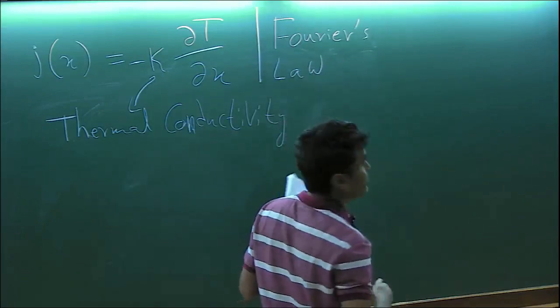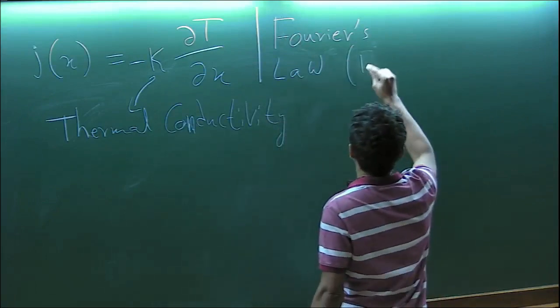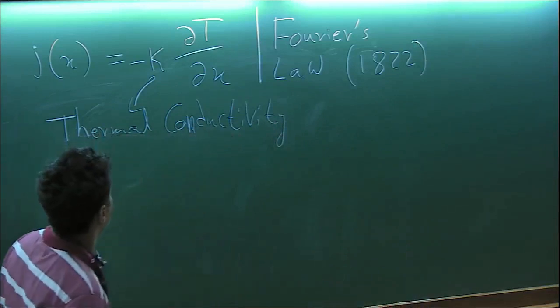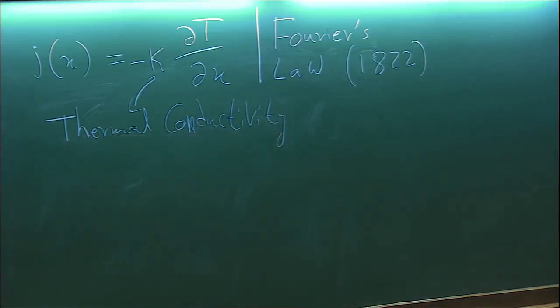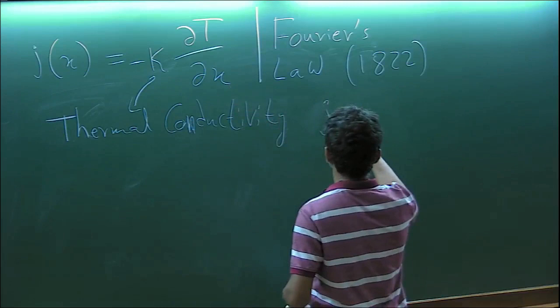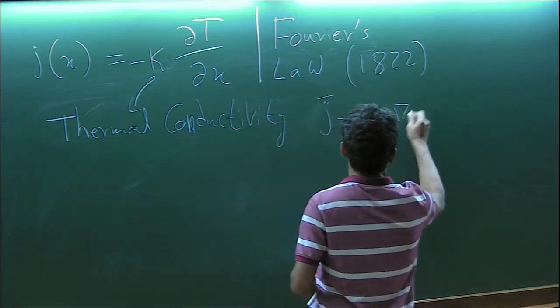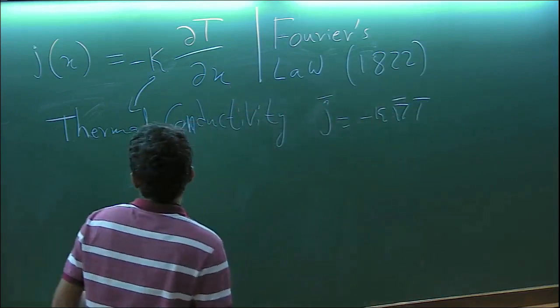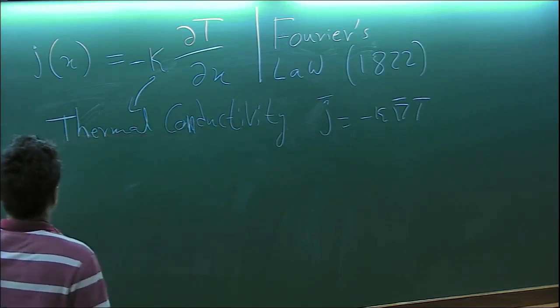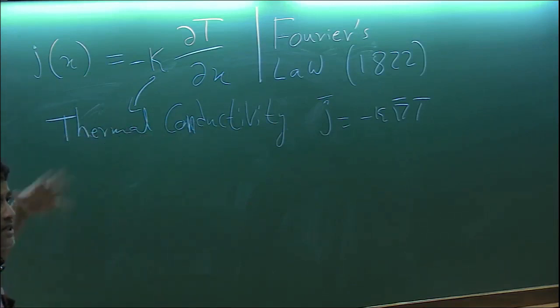Which was written by Fourier around 1820, something around this time. So this says that the current density is proportional to the gradient in temperature, and this is called the thermal conductivity. In higher dimensions you write this as a vector equation. Locally, you measure the current density is proportional to the local gradient in temperature. But I'll just stick to one dimension, it's easier.